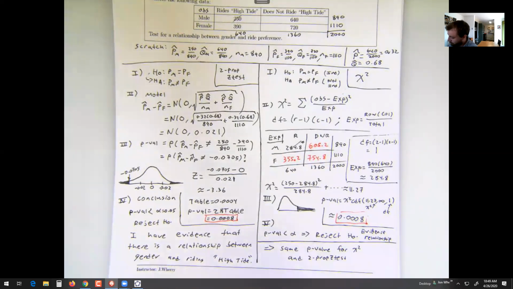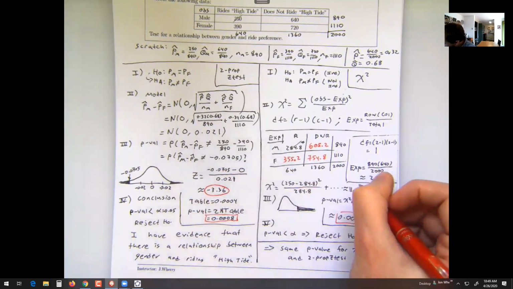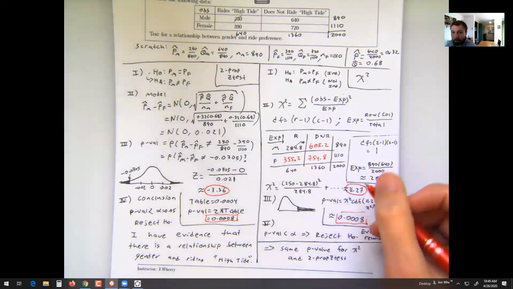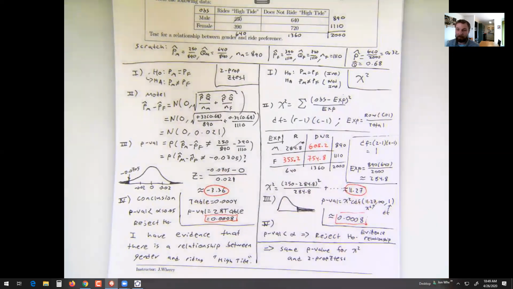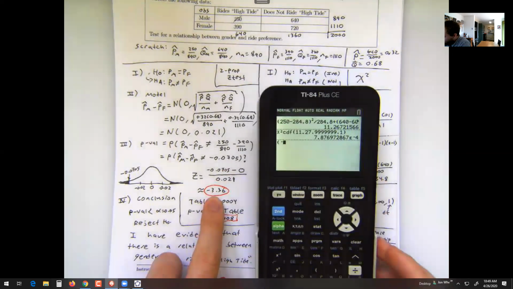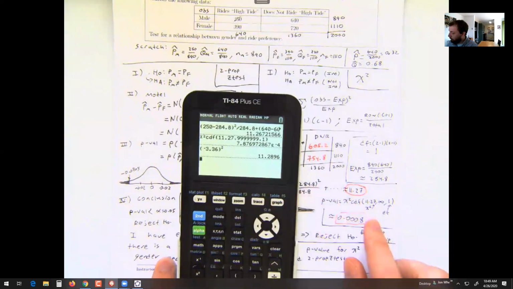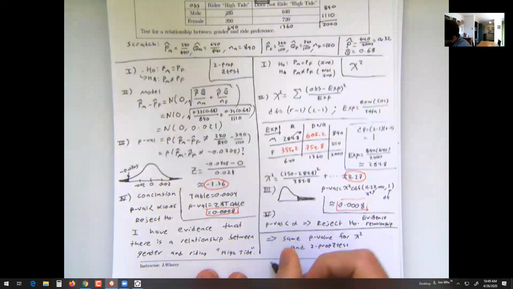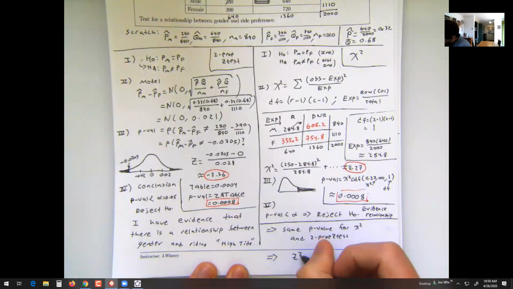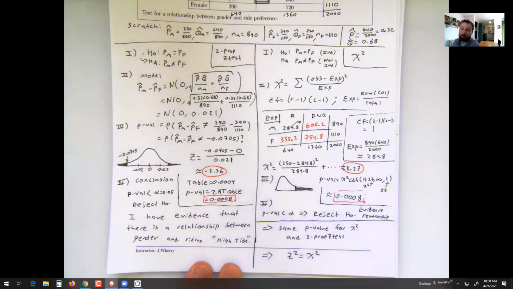Second observation, I had a z of negative 3.36. I had a chi-squared of 11.27. But if I'm looking at the chi-squared process, I have squared all these values when I'm combining them. So just out of curiosity, I'm going to see what happens if I take this negative 3.36 and I square it. Well, that gives me 11.27-ish. So when I take my z-score and I square it, this should give me the same value as my chi-squared, up to a little bit of round off there.